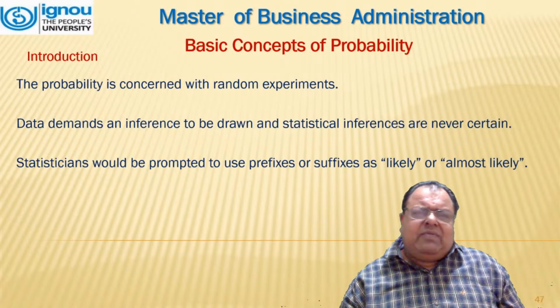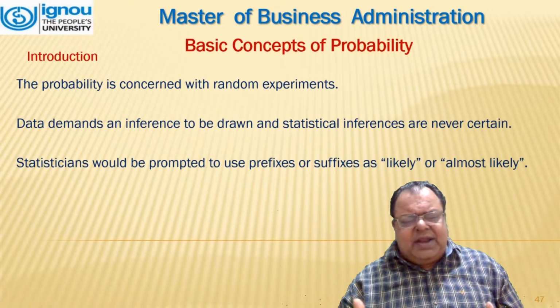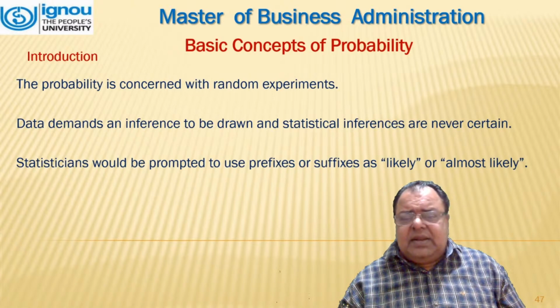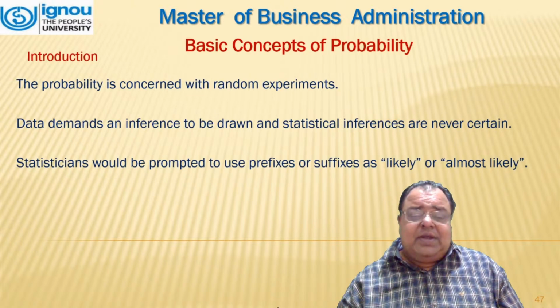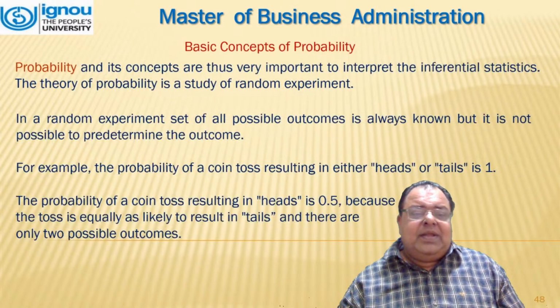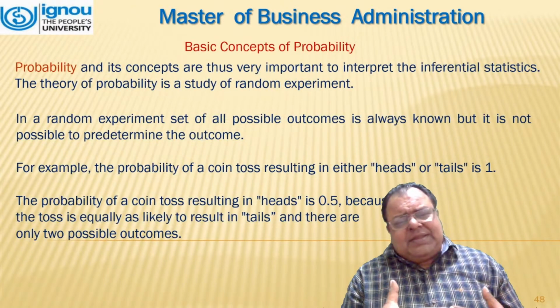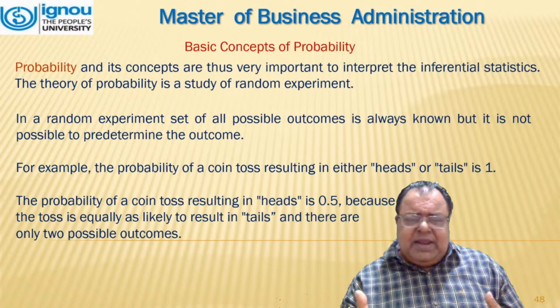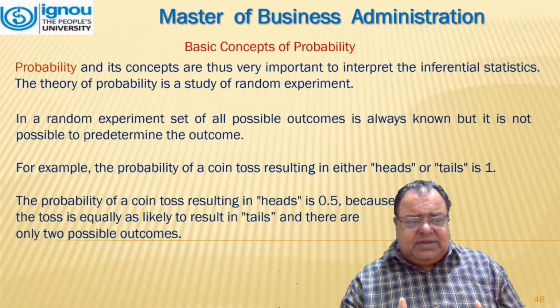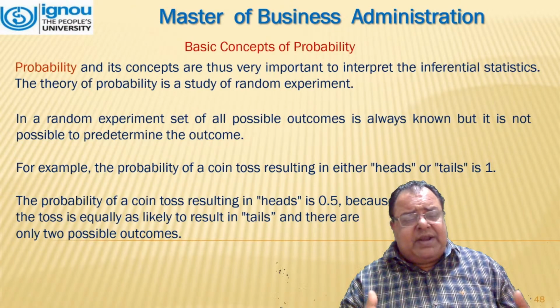Probability is concerned with random experiments, data, demands, and inference to be drawn, and statistical inferences are never certain. Statisticians would be prompted to use prefixes or suffixes such as likely or most likely. What is the basic concept of probability? Probability and its concept are very important to interpret the inferential statistics. The theory of probability is the study of random experiments.